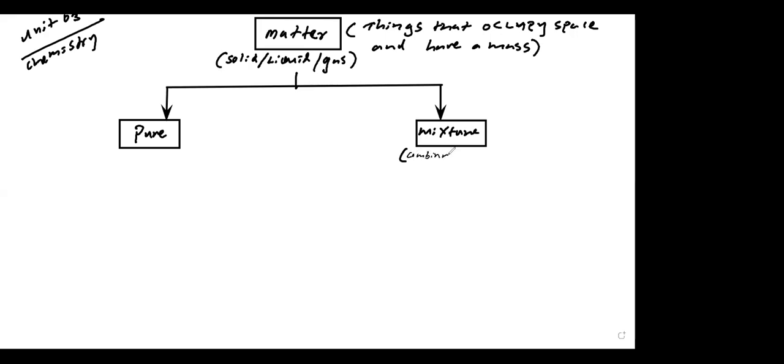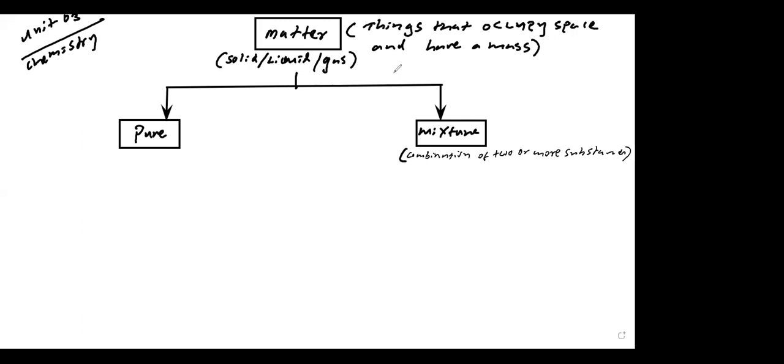What is a mixture? A combination of two or more substances. Examples: dal and rice, water and alcohol, sugar and water, salt and water, salt solution, sugar solution.